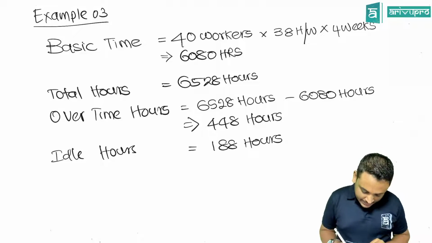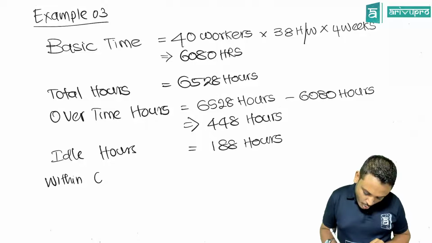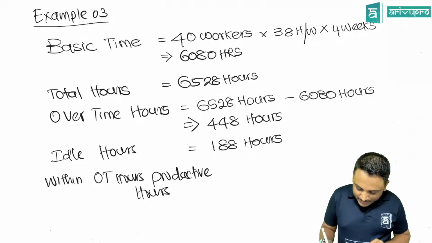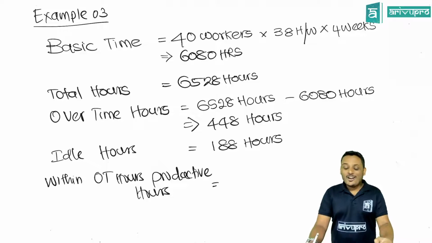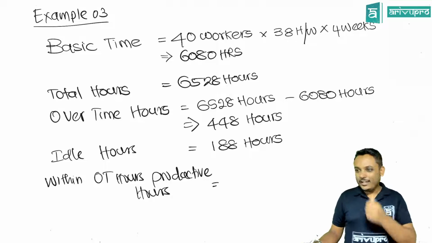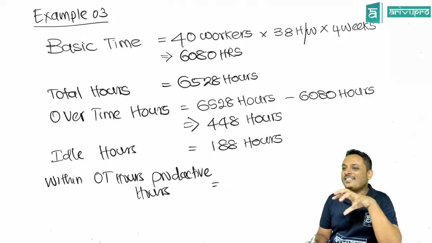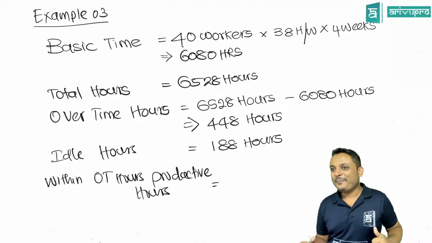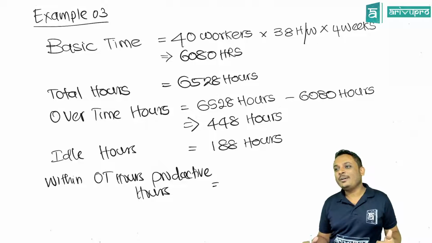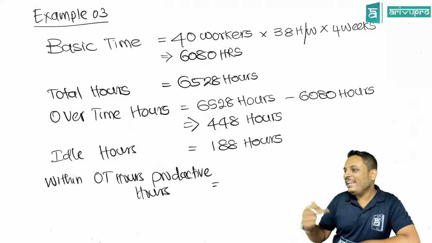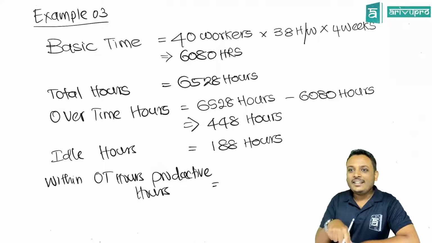Within overtime hours, productive hours how much? What is meant by productive hours? To avoid these idle hours only, we give bonus. In your house, sometimes you ask someone to come and clean the house, and intentionally they delay, and after 5 they get the overtime also. So to avoid that we give bonus. But here they didn't give bonus, that's why these idle hours come.